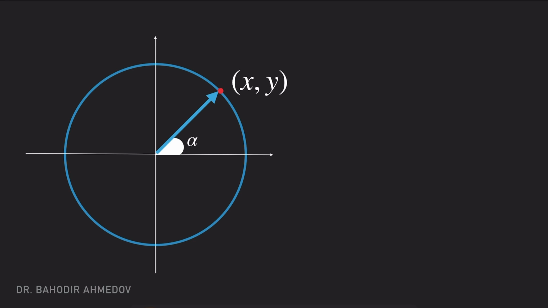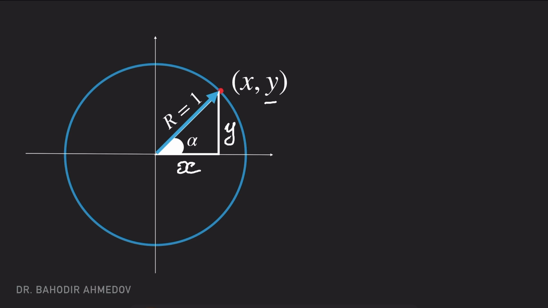Essentially, in order to do this, we need to make a triangle. For this triangle, the height of the triangle is going to be equal to y, the y coordinate of this point, and the width of this triangle is going to be equal to the x coordinate of this point. And if you remember, we defined the sine and the cosine on this triangle as a ratio of the sides to the hypotenuse.